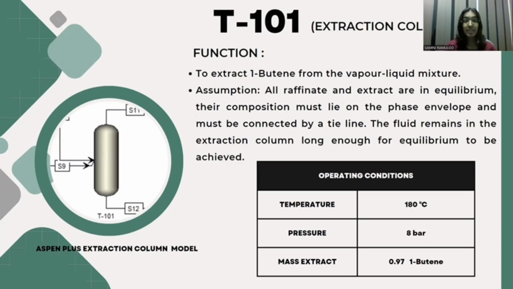The subsequent unit is an extraction column. This is to extract 1-butene from the vapor-liquid mixture, and the assumption that we used is that all raffinate and extract are in equilibrium. Their composition must lie on the phase envelope and must be connected by a tie line. The fluid remains in the extraction column long enough for equilibrium to be achieved, and the operating condition of this extraction column is 180 degrees Celsius and 8 bar, and the mass extract is 0.97 of 1-butene.